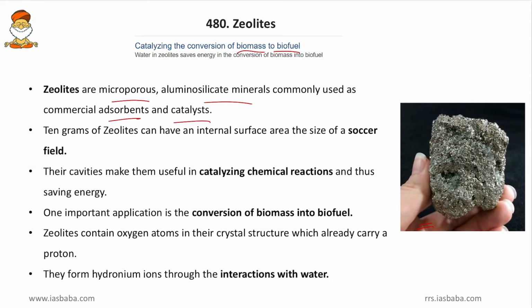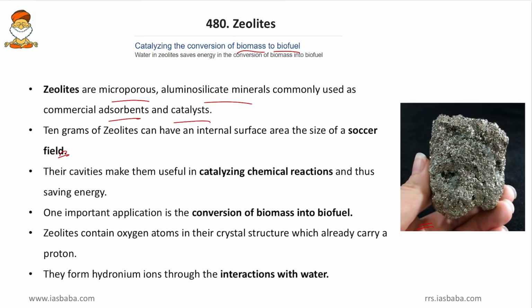Then 10 grams of zeolites can have an internal surface area the size of a soccer field. So because of porosity, they will have a greater surface area. Just in the last slide, we discussed how the nanoparticles of manganese selenide have higher surface area. So these minute particles automatically get higher surface area. This is simple physics. I hope you will understand.